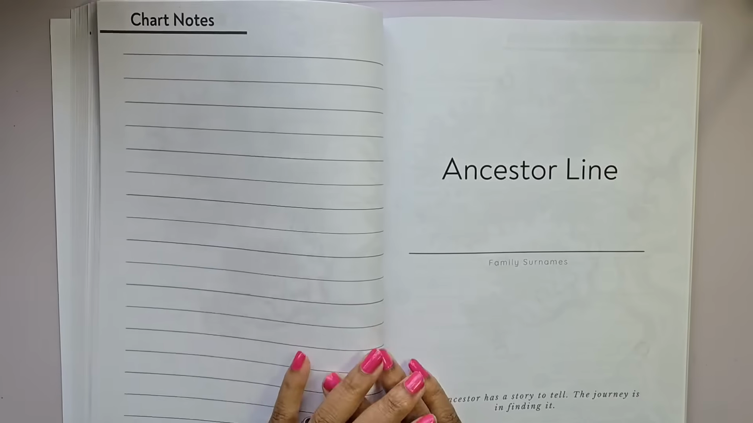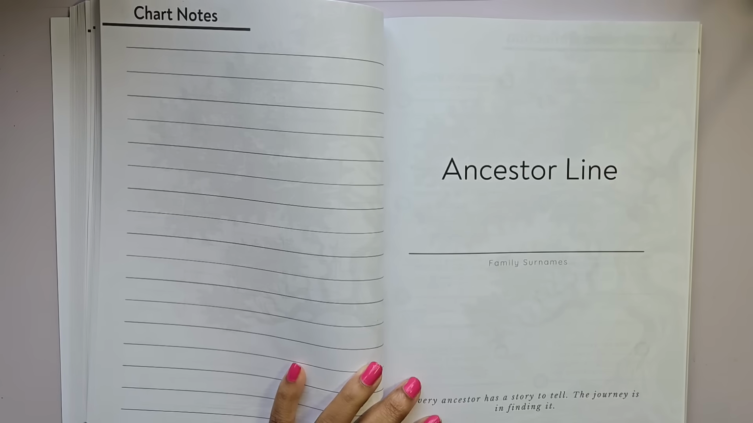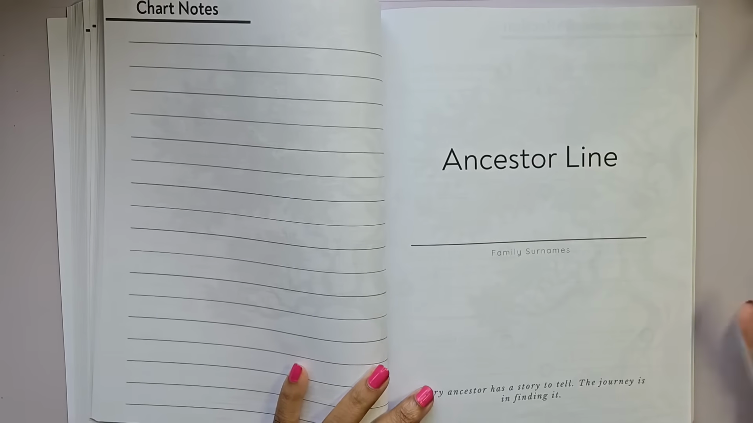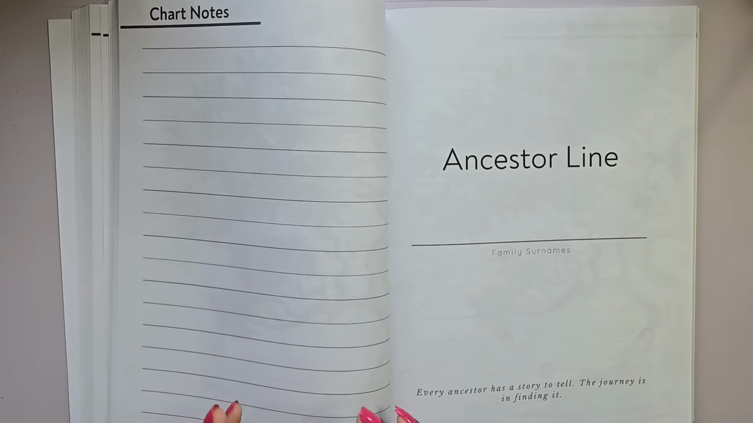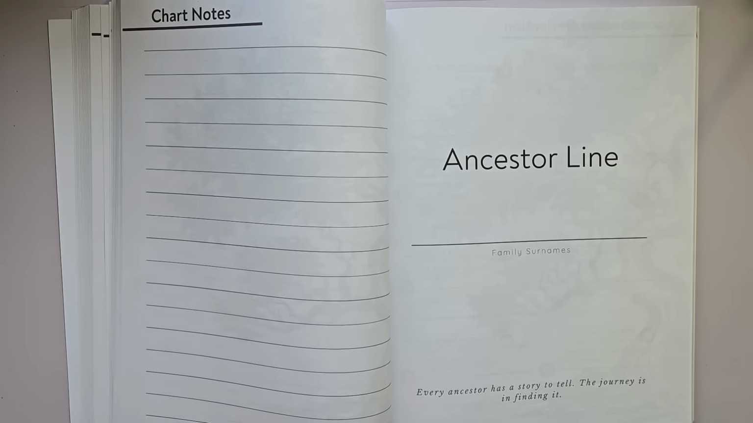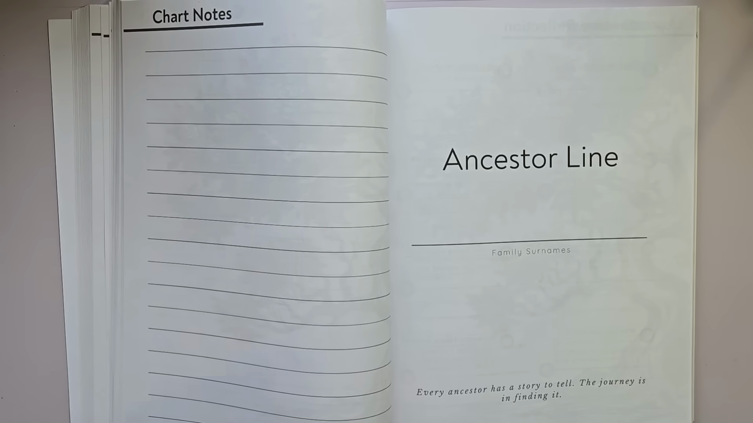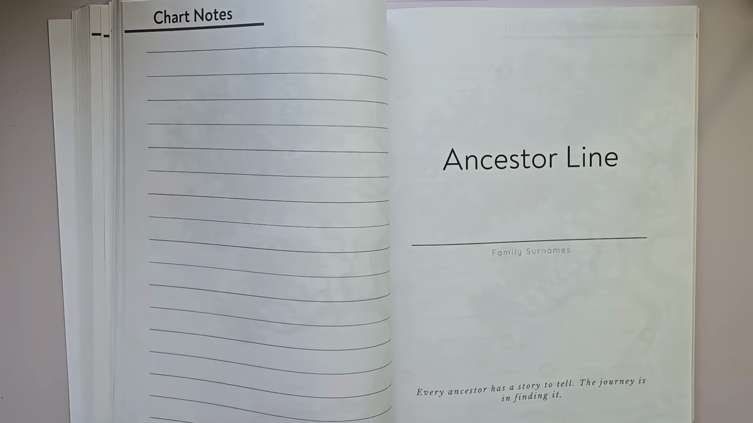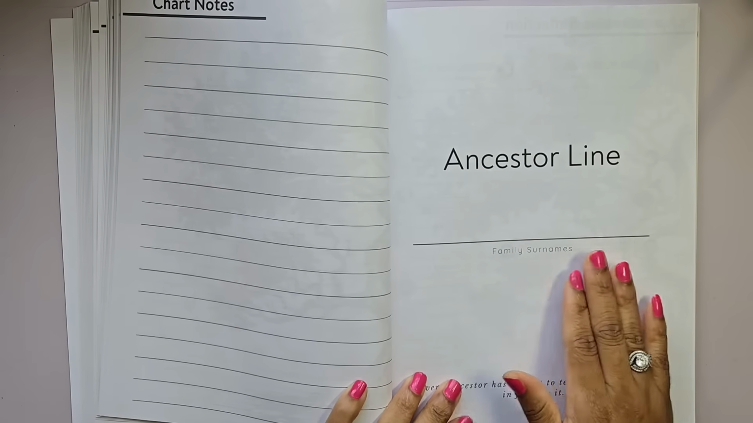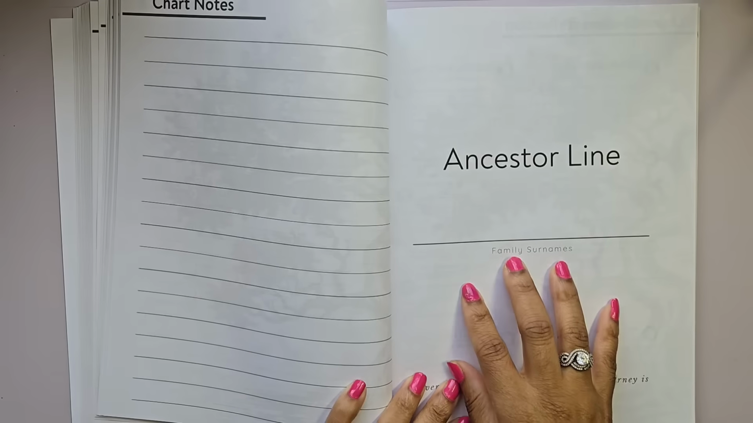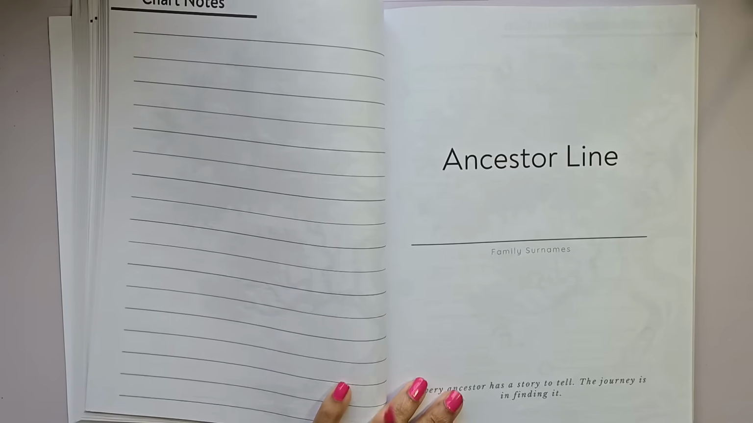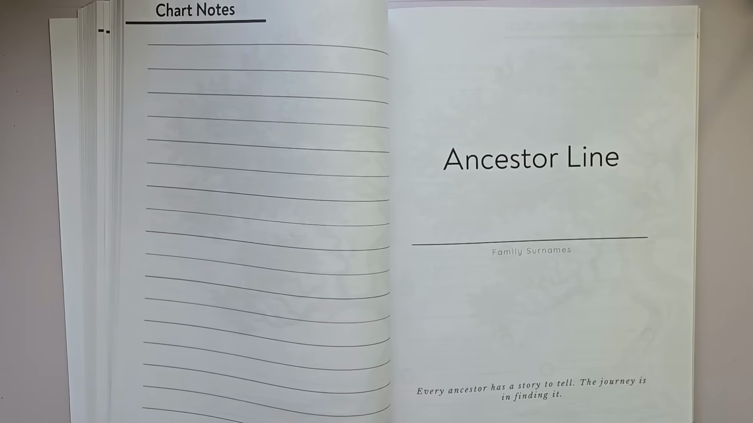And then since I am researching the Walker line, I have additional ancestor lines here in case I want to continue the Walker line or I want to start another ancestor line. Maybe let's say I find information about my great great grandmother and I want to dive deeper into her complete ancestor line. I might do an ancestor line for her surname, just like I did for my grandfather's surname. So that just depends on how you use it.